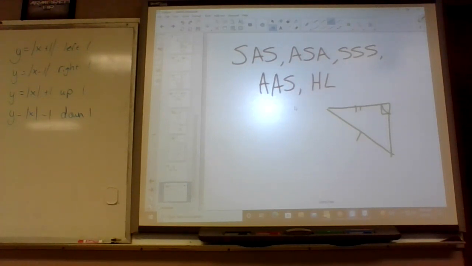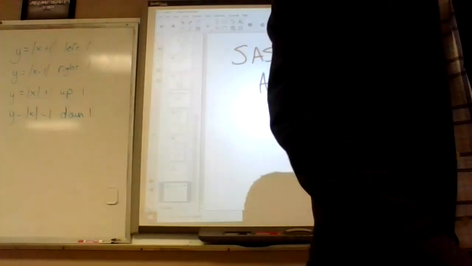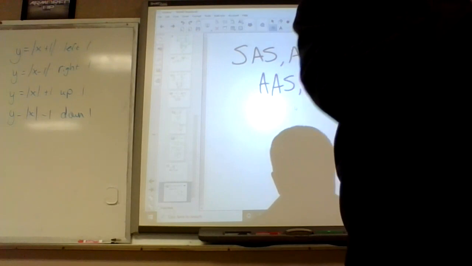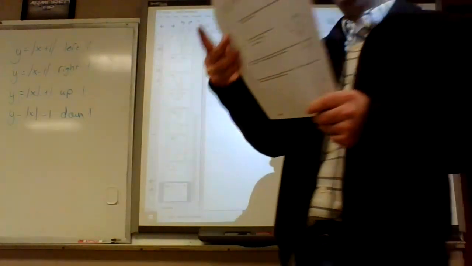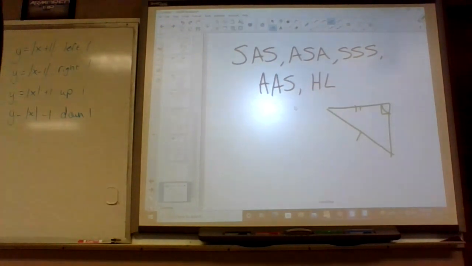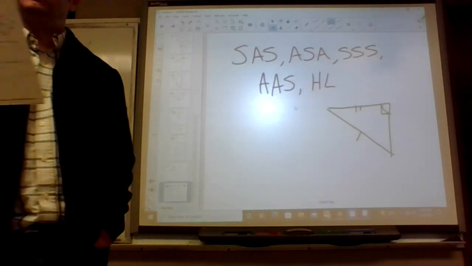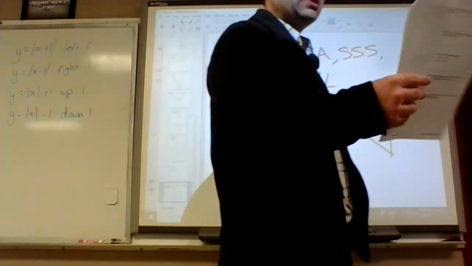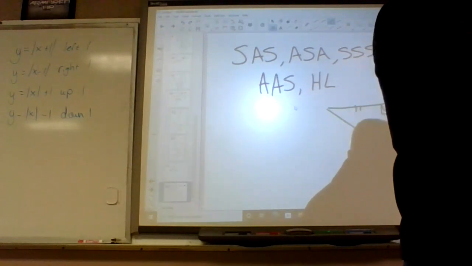All right, number 7. Okay, opposite sides of a parallelogram are parallel and congruent. It's all on here. Oh, 7.